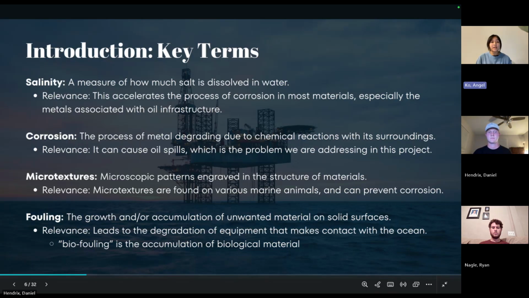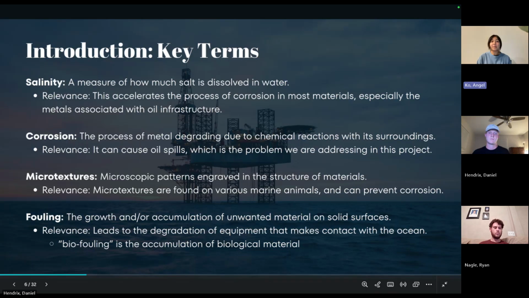Second, we have corrosion, which is the process of metal degrading, which I mentioned earlier with salinity, and it can happen due to the chemical reaction with its surroundings, namely salinity. And it's relevant to our project because that corrosion can cause oil spills, which is the problem that we are addressing in this project.